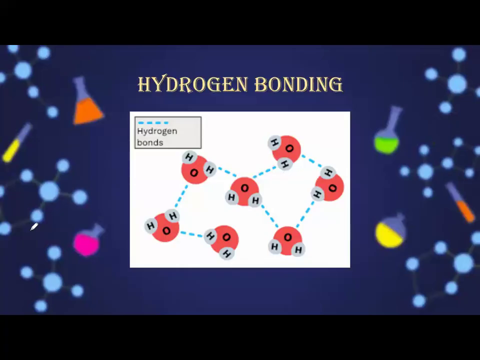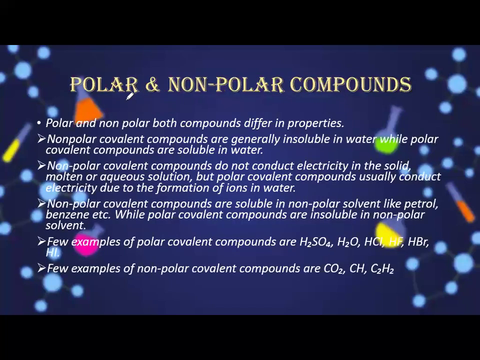Now we have another topic, class, that is polar and non-polar compounds. You know what is polar? Polar compounds are those compounds that have two poles, positive and negative. But non-polar compounds don't have two opposite poles, they have similar poles. So the non-polar covalent compounds are generally insoluble in water, while polar compounds are soluble in water.